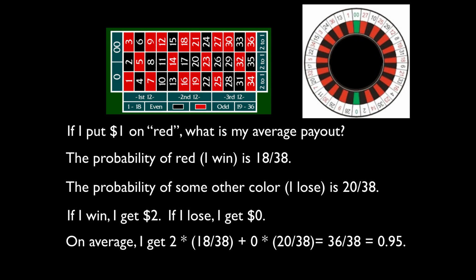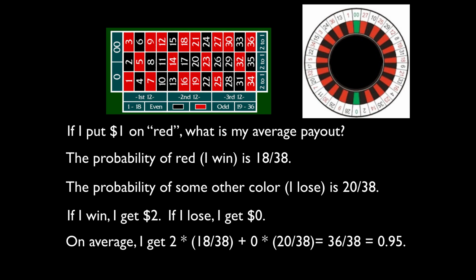Altogether, that's 36 over 38. That's overall, if I play it many thousands of times, this is what I'll expect to get. Makes sense? 18 out of 38 times, I'll get 2. 20 out of 38 times, I'll get 0. That number altogether is 36 over 38. Makes sense? Okay. Why is that number less than 1?